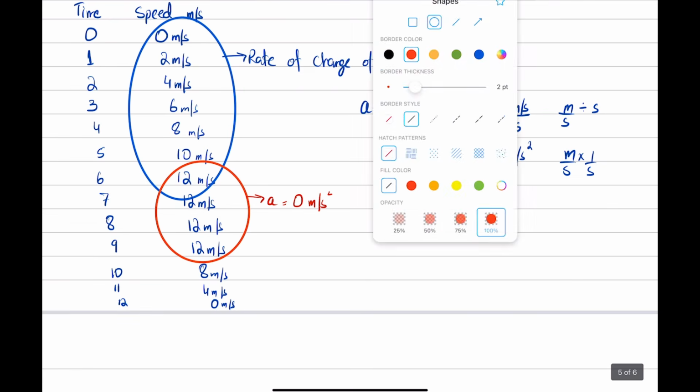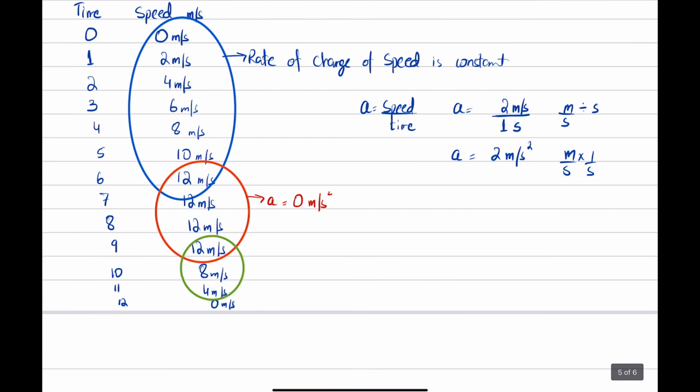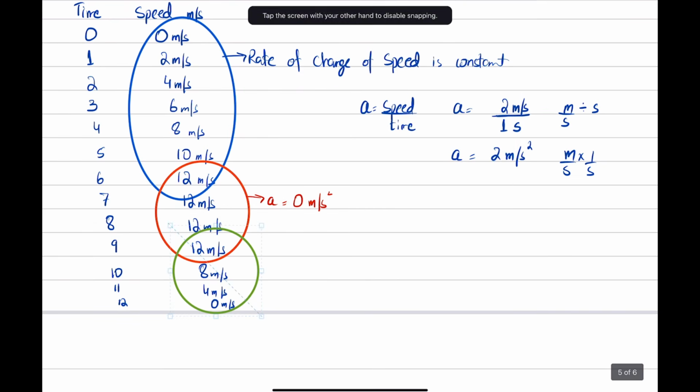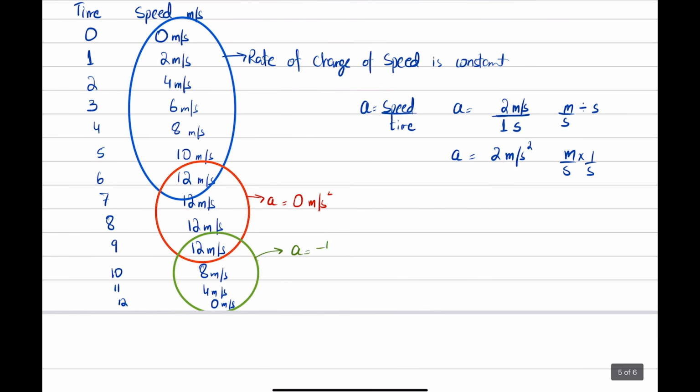Now, if I ask you this, that during this part of the journey, what is the acceleration? So what are you going to say? You're going to say it's -4. Okay, and what does that mean? That means every second, the object is decreasing its speed by 4 meters per second. Hence we have -4 meter per second square.